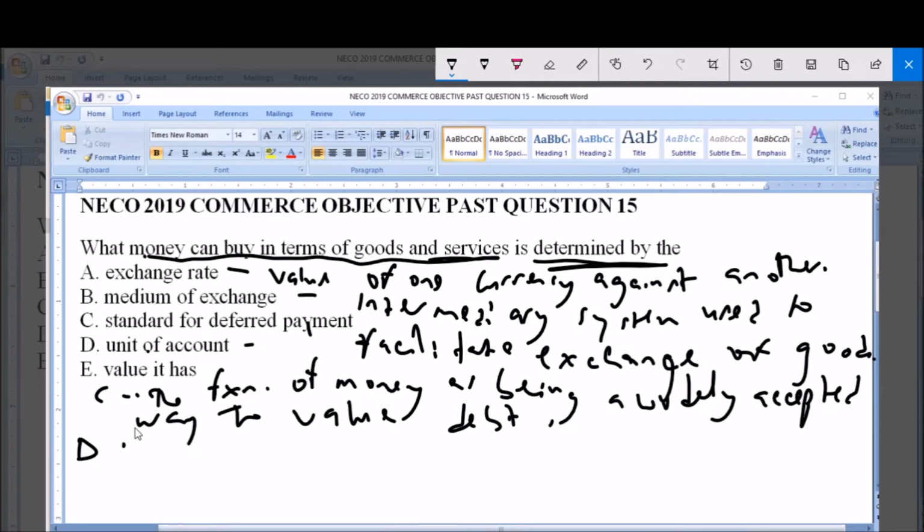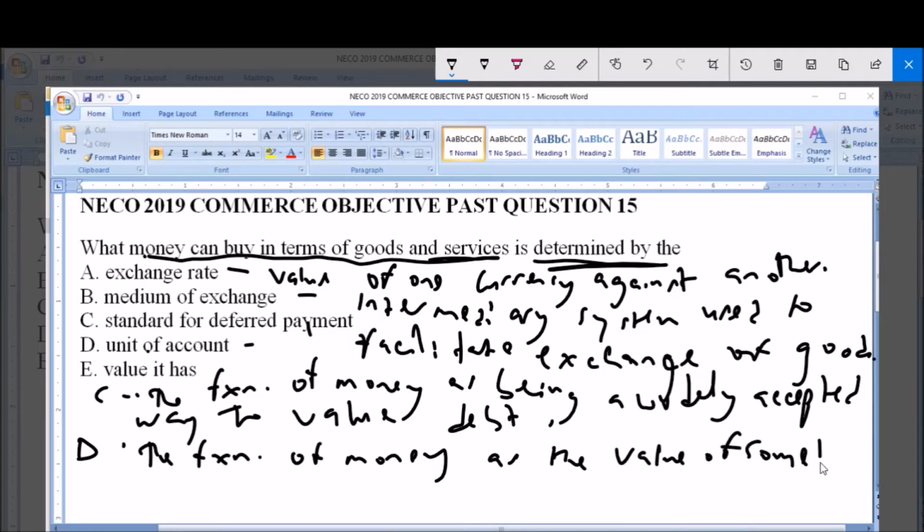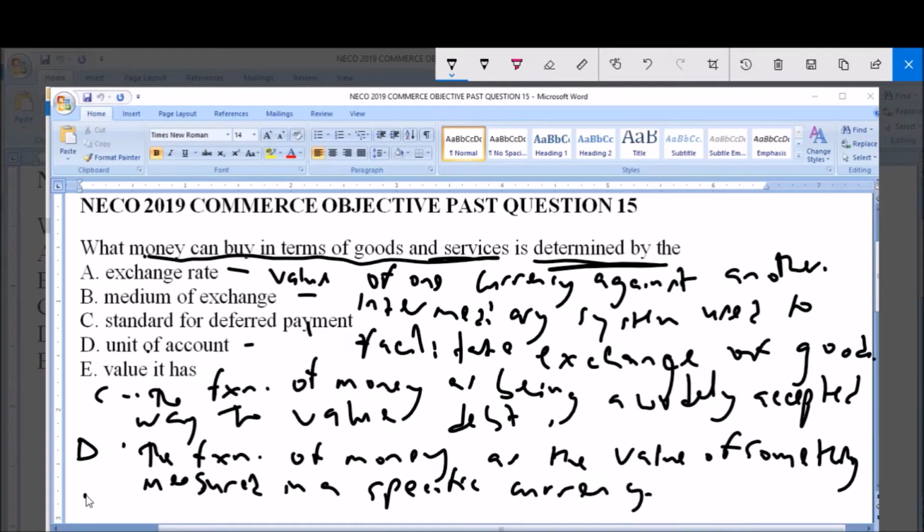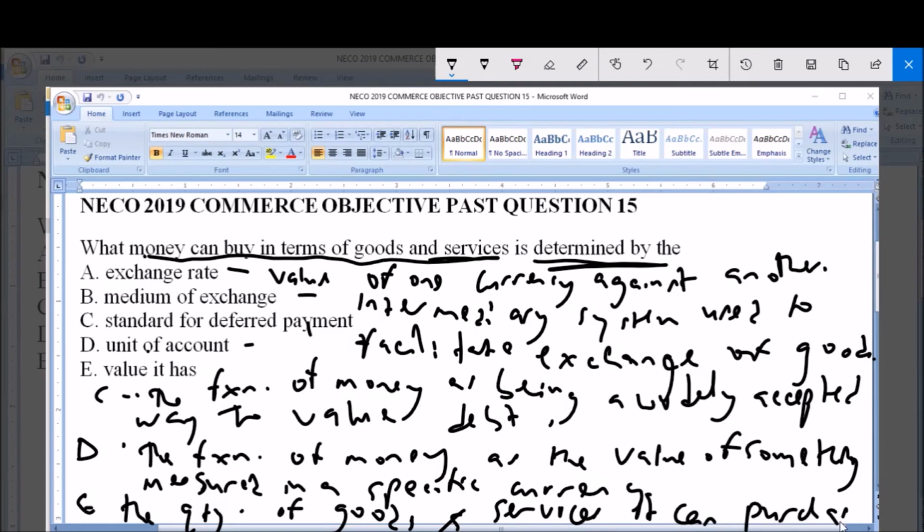Option D, which is unit of account, is the function of money as the value of something measured in a specific currency. Then lastly, option E, which is value. The value of money refers to the quantity of goods and services it can purchase.